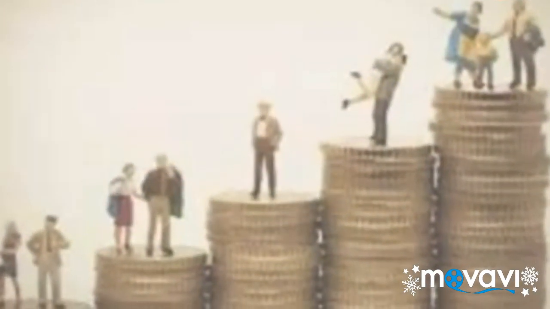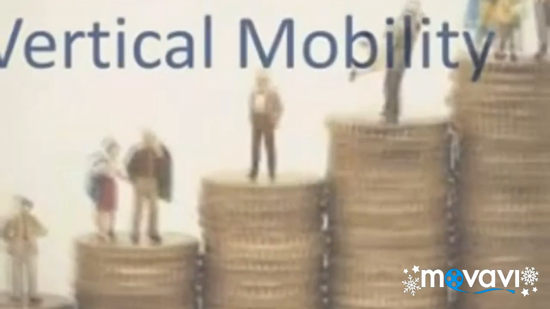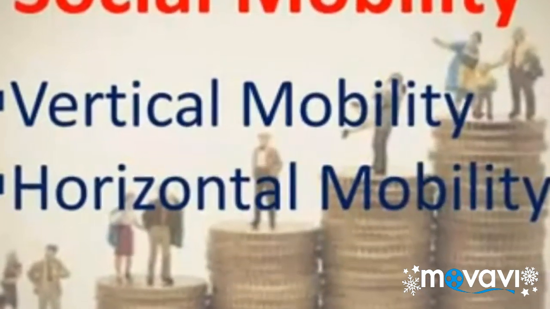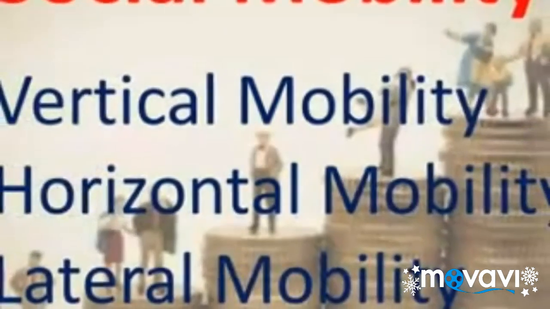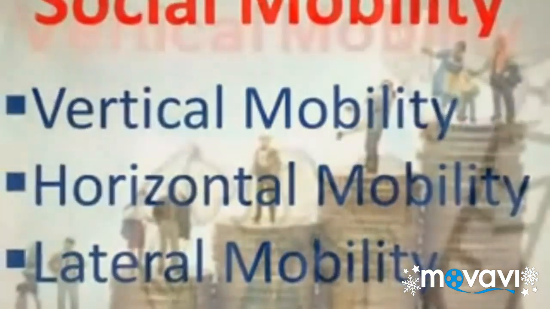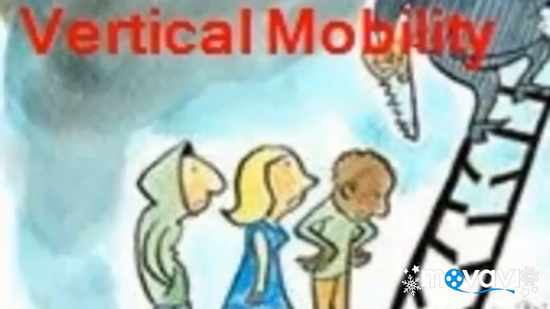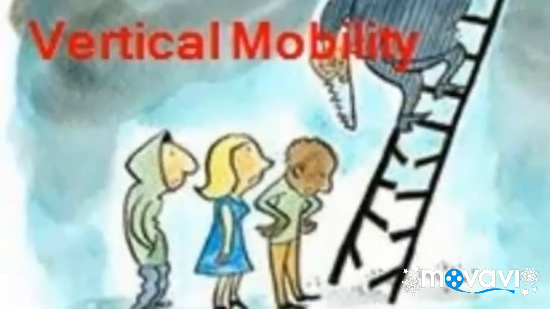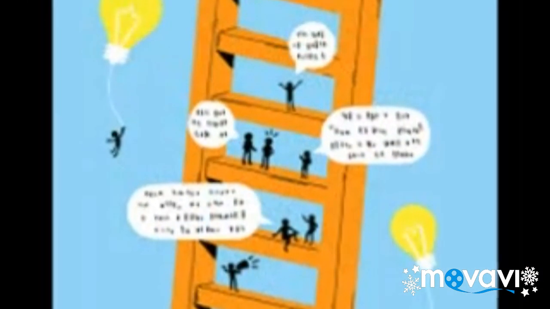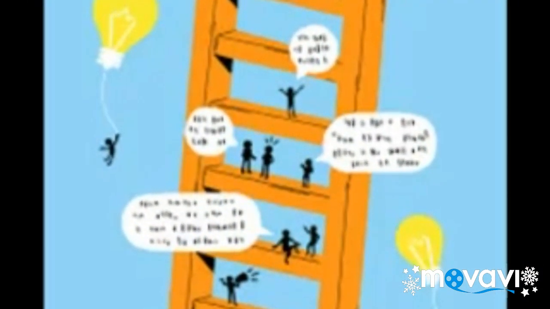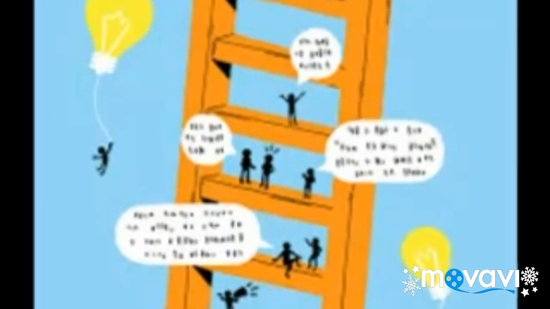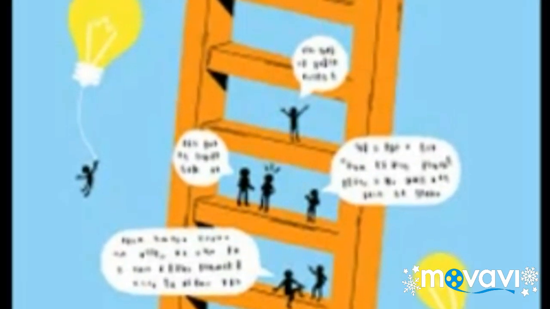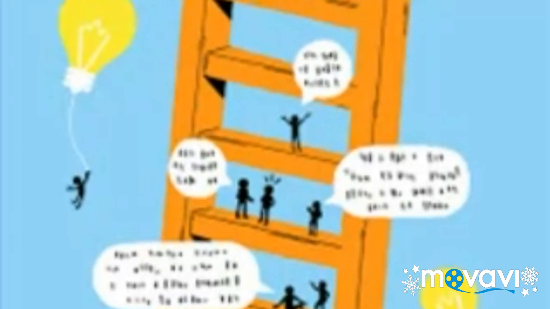Social mobility can be classified as vertical mobility, horizontal mobility, and lateral mobility. Vertical mobility is the movement of individuals and groups up or down the socioeconomic scale. Those who gain in property, income, status, and position are said to be upwardly mobile, while those who move in the opposite direction are downwardly mobile.